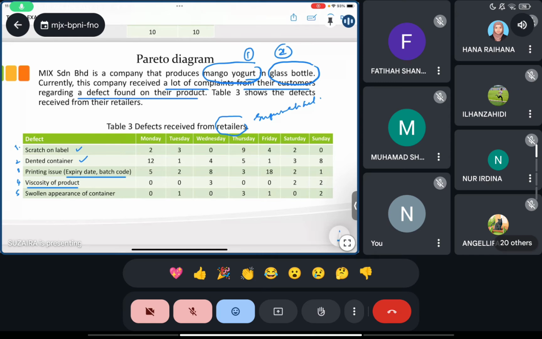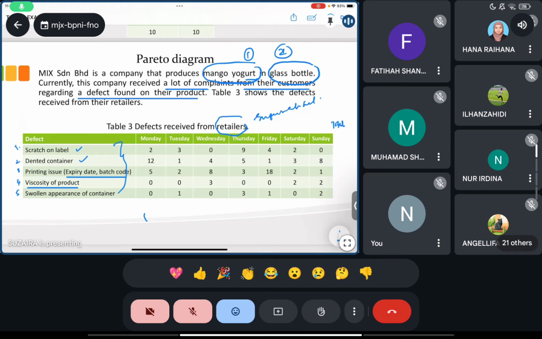So if you look here, compared with the one that we have last week, where we only had one value for the complaints, okay? Comparing with this one, because we have different days, like Monday, Tuesday, Wednesday, Thursday, Friday, Saturday, and Sunday, what you need to do is you have to total up first before we calculate the percentage of each defect, and the other one is the cumulative percentage.